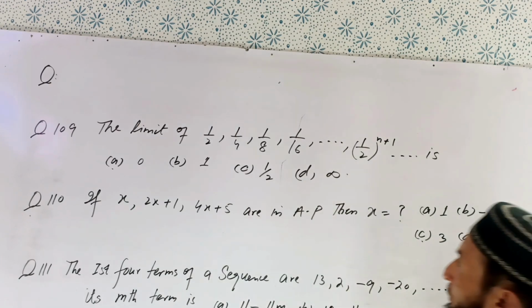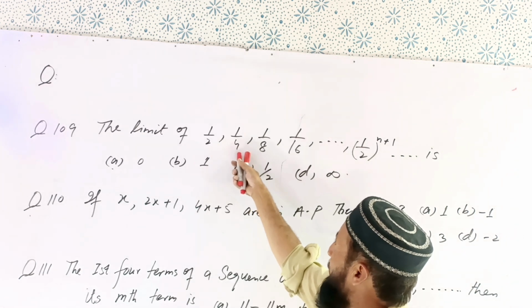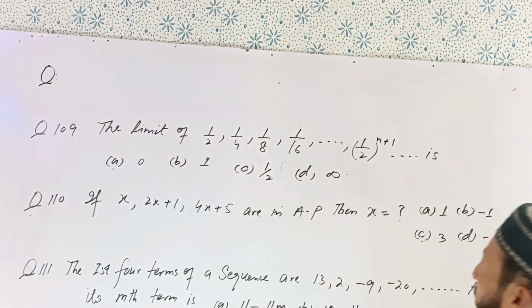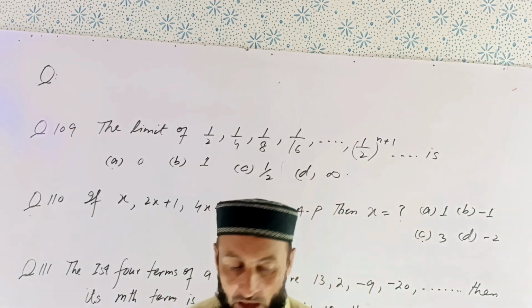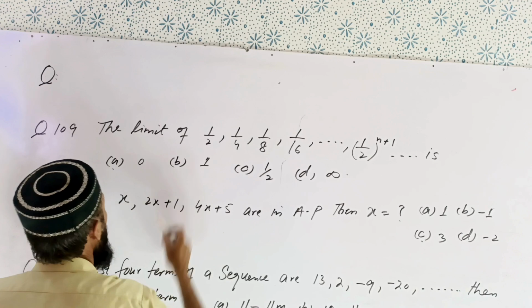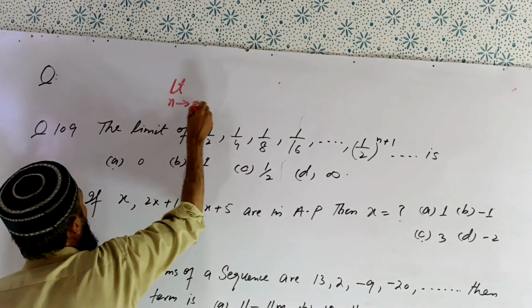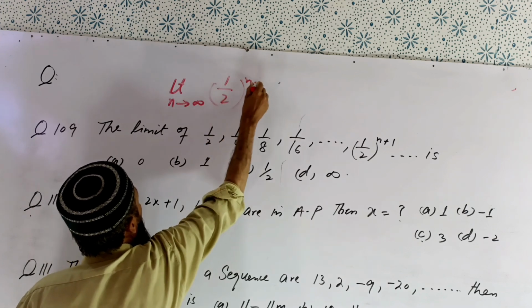There is the multiple of 2: 2 multiplied by 1 is 2, 2 multiplied by 2 is 4, 4 multiplied by 2 is 8, 8 multiplied by 2 is 16, and so on. So the limit of the last term is required: the limit as n tends to infinity of 1 divided by 2n plus 1.